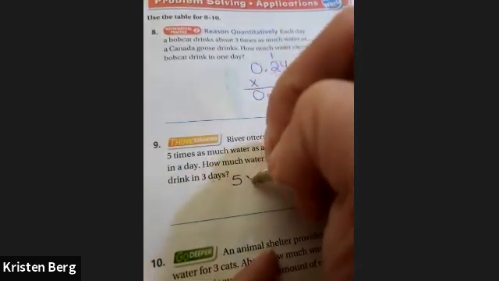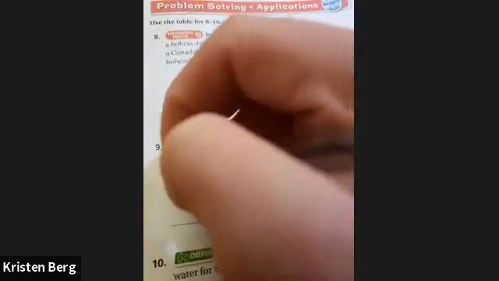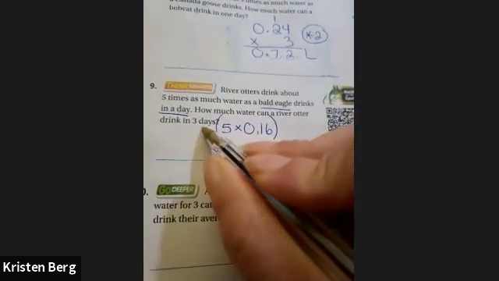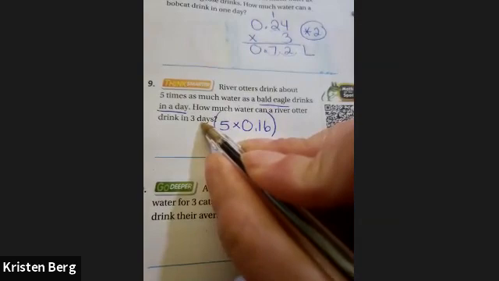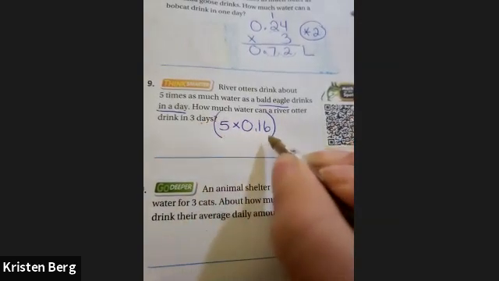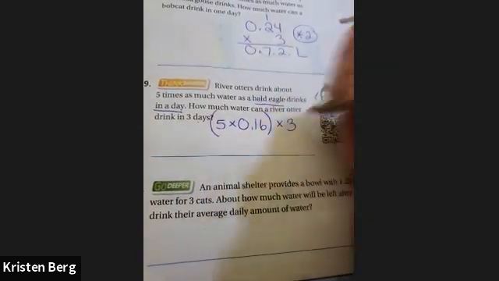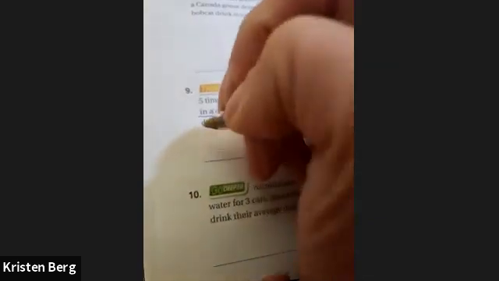All right, so remember it says 5 times as much as a bald eagle in 1 day. So let's see what a bald eagle does in a day. It is 1.60. So this is just a day's worth for a river otter, but that's not what it's asking. The actual question is what is 3 days' worth. So this is just going to give us 1 day. So in order to figure out 3 days' worth, I would have to times it by 3. So first I'm going to figure out this part first. So just to do this, I'm going to times it by 5.